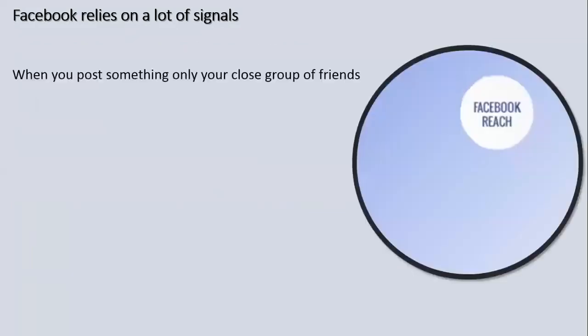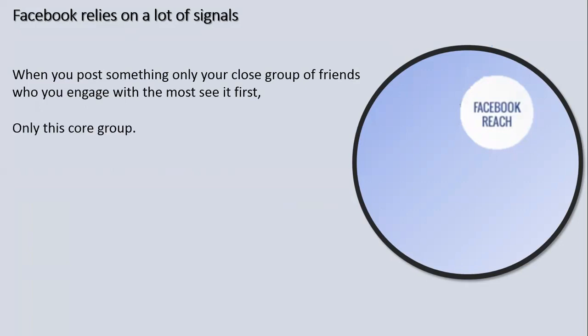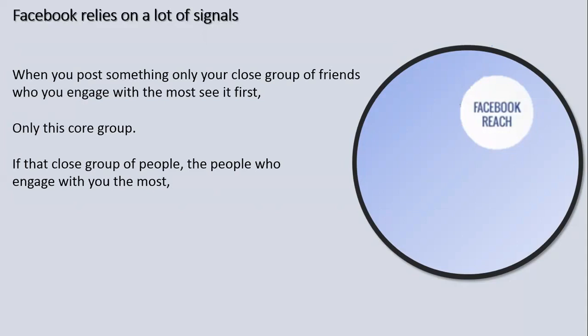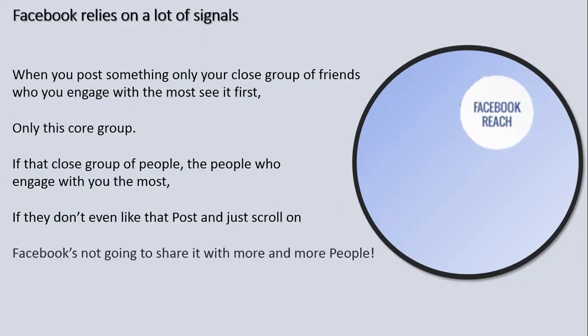When you post something on your Facebook, only your close group of friends who engage with you the most will see it first. This is your core group, and it's only this core group. If that core group, the people you engage with the most, if even they don't like that post and just scroll on, then it's probably a good idea to remove it because Facebook's not going to share it with more and more people.